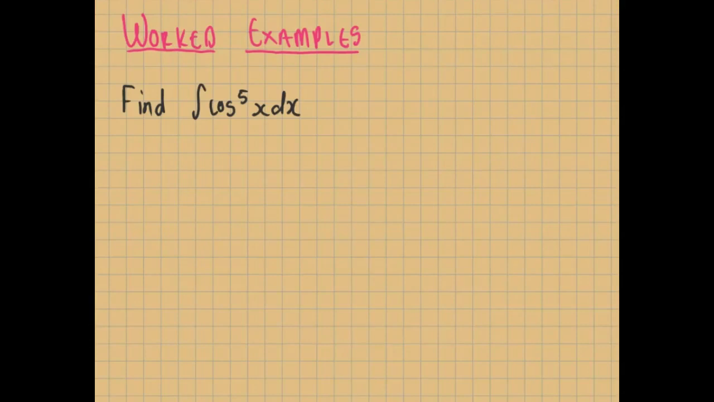All right, now here's the first worked example. It's saying find the integral of cos to the power of 5x with respect to x. Which case does this fall into? Well, this falls into case 1, where you have either cos or sine being odd, but not both. So here we have cos being odd.